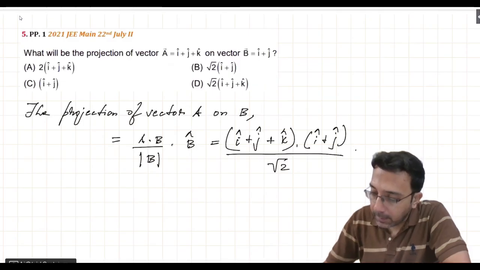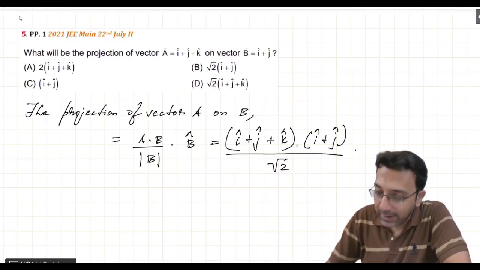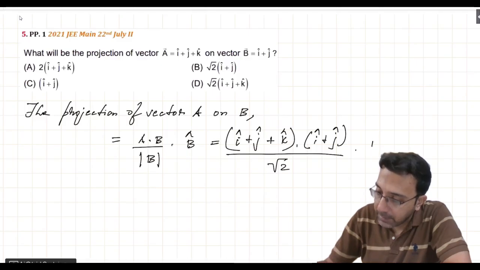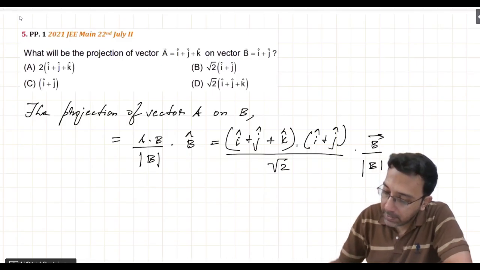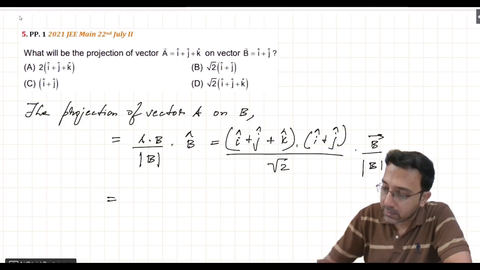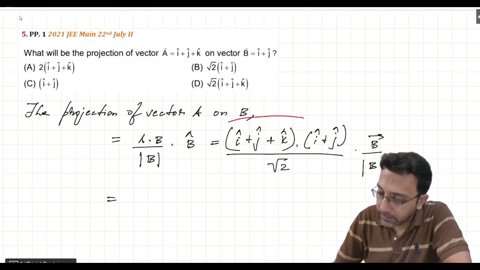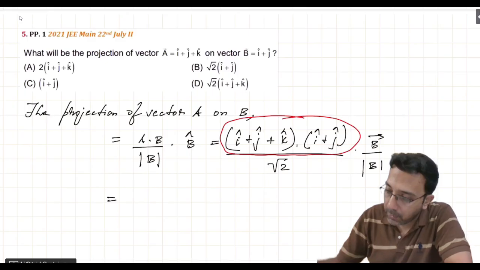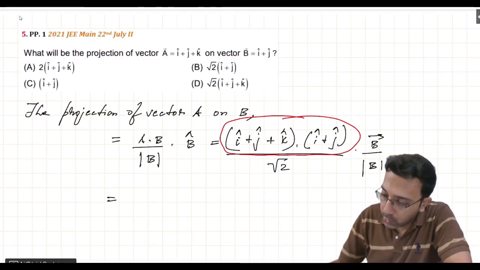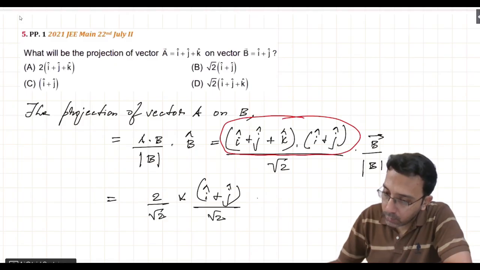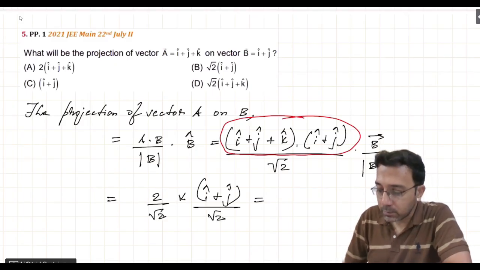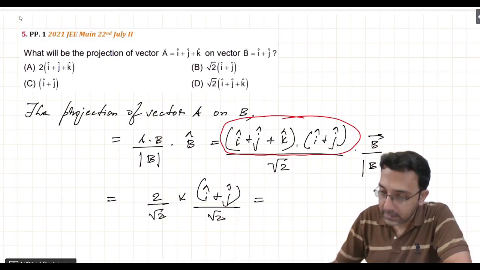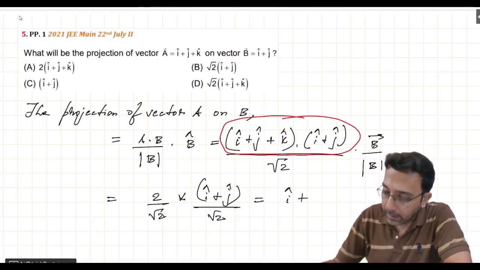Into the unit vector, which is defined as vector B divided by mod of B. If you execute the dot product, it comes out to be 2. So 2 divided by root 2 into i plus j divided by root 2. So this 2 by root 2 into root 2 gets cancelled, and the answer will be i plus j.